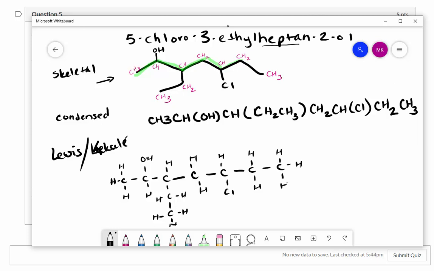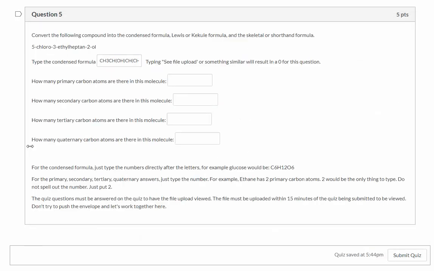H3. Now, it does not matter which side of the parent chain you put the chlorine and the ethyl. You could hang them up at the top too. It doesn't matter to me. We're not going to worry about that right now. So we have the skeletal, the condensed, and the Lewis or the Kekule structure.